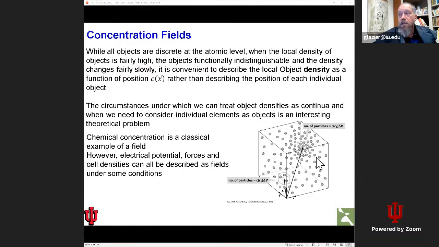In this particular case, for molecular densities, we'll define the number of particles within a box. The box has a volume of V. The concentration would be C divided by delta V, by the volume.